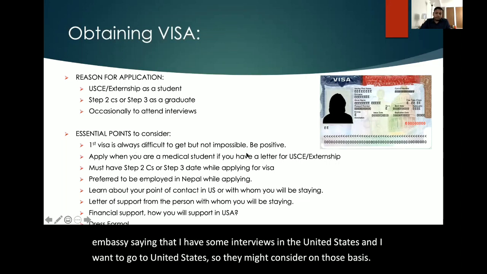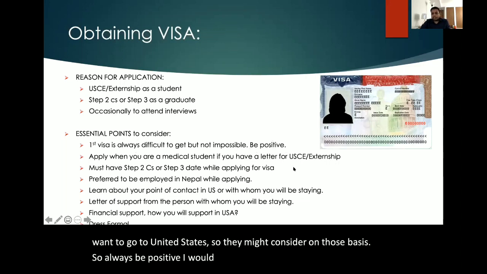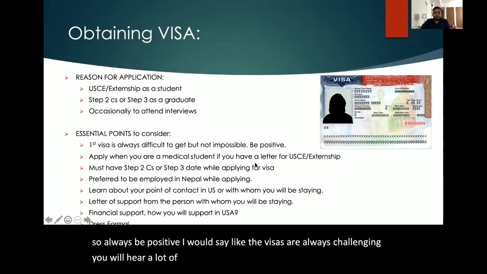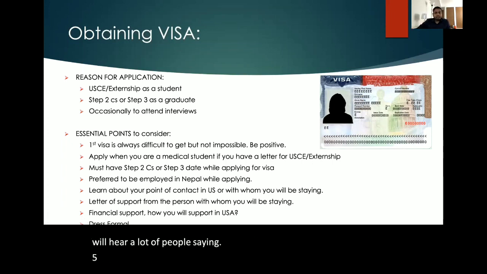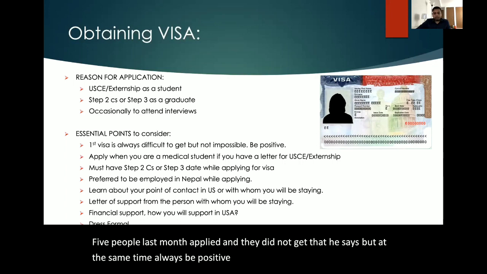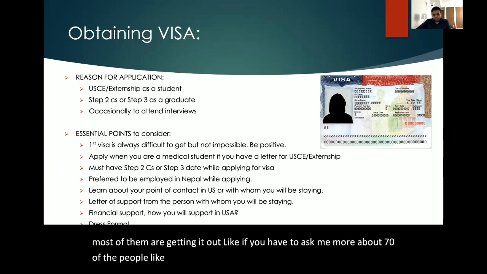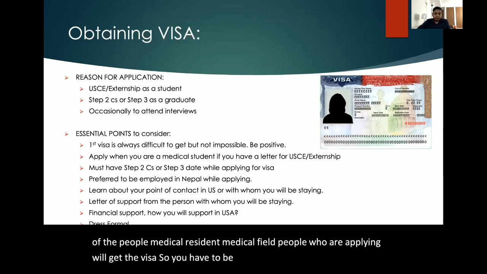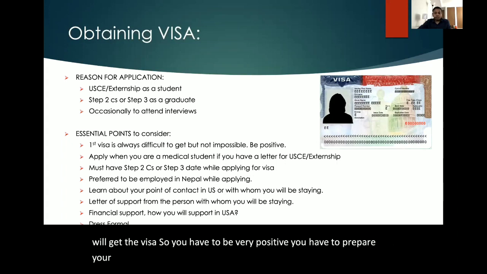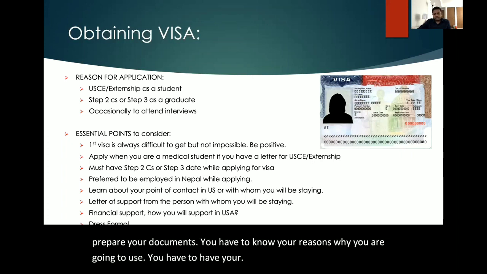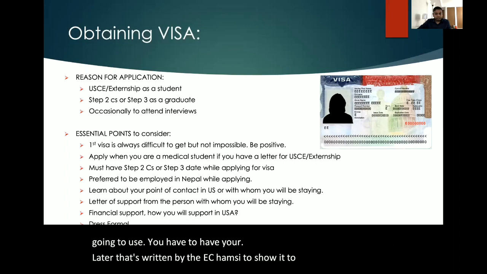So always be positive. I would say the visas are always challenging. You will hear a lot of people saying, like, 5 people last month applied and they did not get the visas. But at the same time, always be positive. There are a lot of people who apply and most of them are getting it. If you ask me, about 70% of the medical field people who are applying will get a visa. So you have to be very positive. You have to prepare your documents well. You have to know your reasons why you are going to the US. You have to have your letter that's written by the ECFMG to show them, hey, why I am going to the US is here.